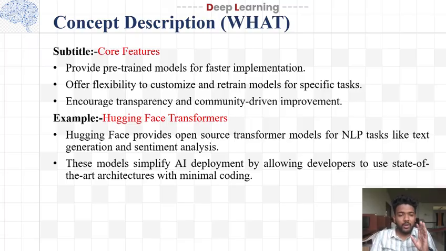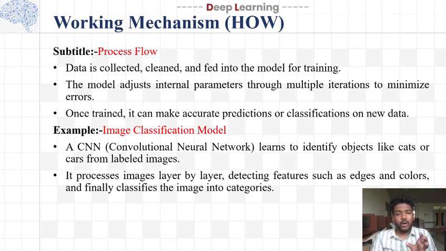The best example for this is the Hugging Face Transformers. What do the Hugging Face Transformers do? It is an open source transformer model based on NLP tasks, like text generation and sentiment analysis. This model simplifies AI development by allowing developers to use state-of-the-art architecture with minimal coding.